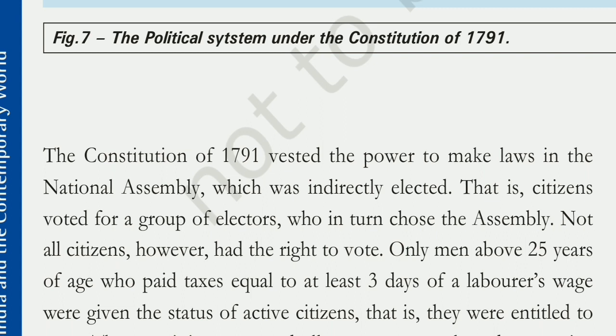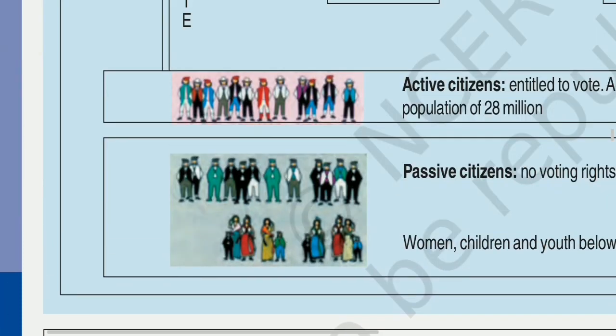Only men above the age of 25 were allowed to vote. Again, the persons who paid taxes equal to at least 3 days of a laborer's wage were given the status of active citizens. As we learned before, there were two types of citizens, active and passive citizens.